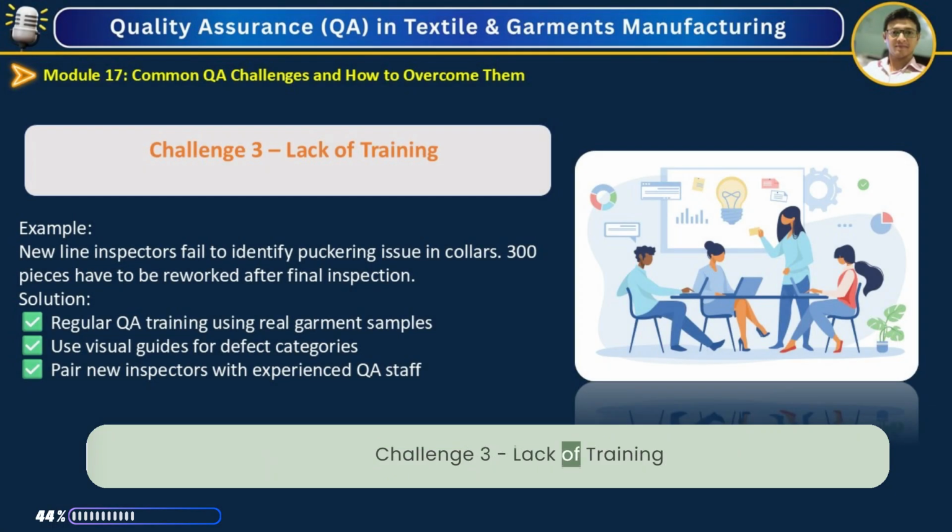Challenge 3, Lack of training. Example: new line inspectors fail to identify puckering issue in collars. 300 pieces have to be reworked after final inspection. Solution: regular QA training using real garment samples. Use visual guides for defect categories. Pair new inspectors with experienced QA staff.